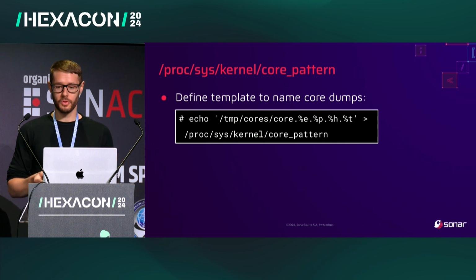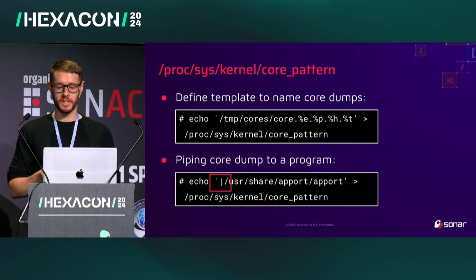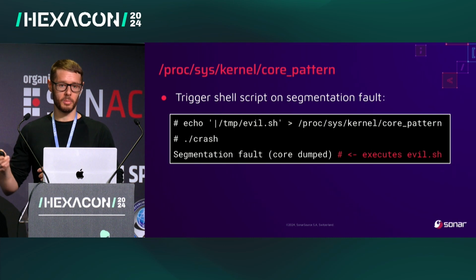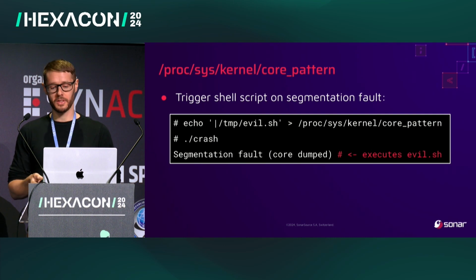That is not too useful, but there's an alternate syntax that allows you to configure a program to which the core dump is piped. It's just enough to add a pipe symbol followed by the program to be executed. This can, for example, be used to trigger a shell script. Just write a pipe symbol followed by the script's path to /proc/sys/kernel/core_pattern, and once a segmentation fault occurs, a core dump is generated and the shell script is executed.